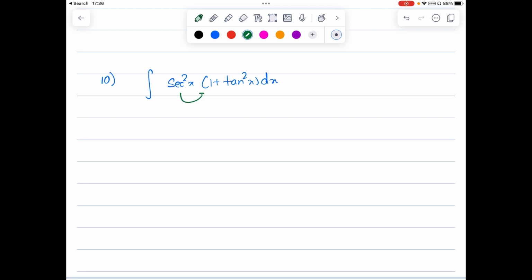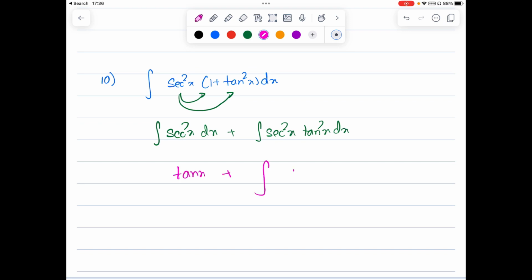So what I will do, multiply secant square x times 1, secant square x times tan square x. Secant square x times 1 is secant square x dx, then secant square x tan square x. What is integral of secant square x? Is tan x. Now over here, this can be written as (tan x) whole square times secant square x dx. So which is tan x plus, since tan x derivative is secant square x, the power is 2, so it becomes (tan x) whole to the power of n plus 1 is 3 by 3 plus c.